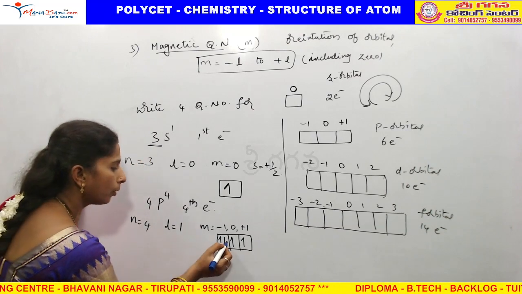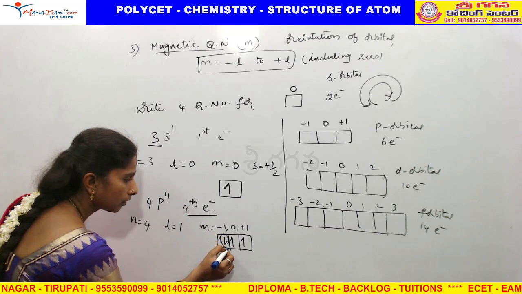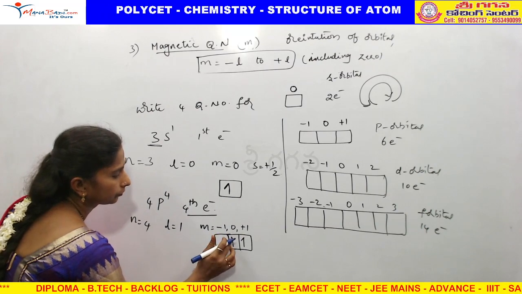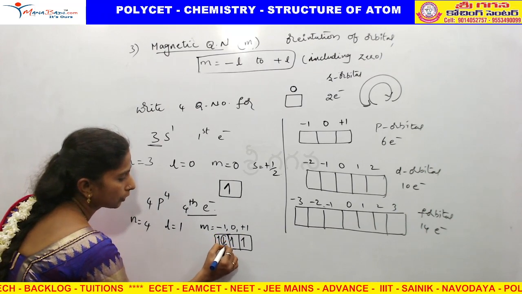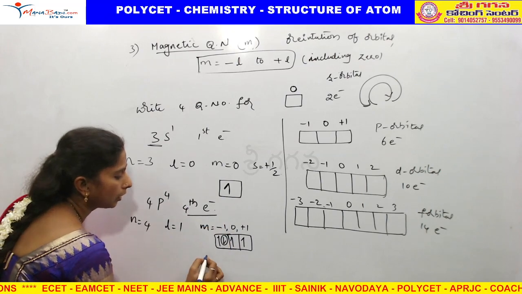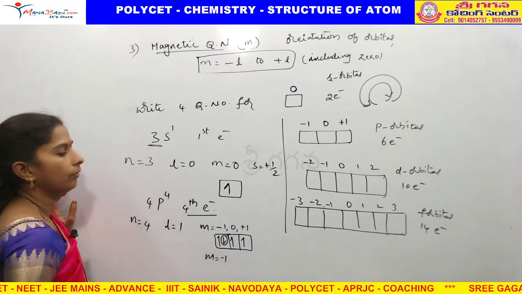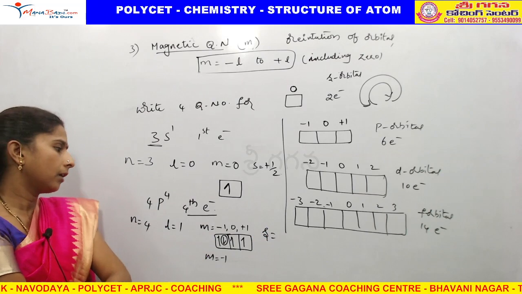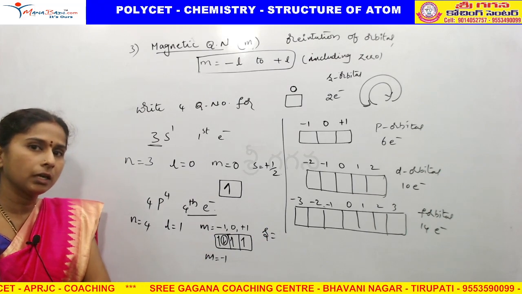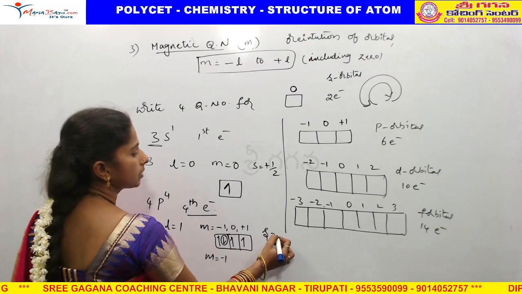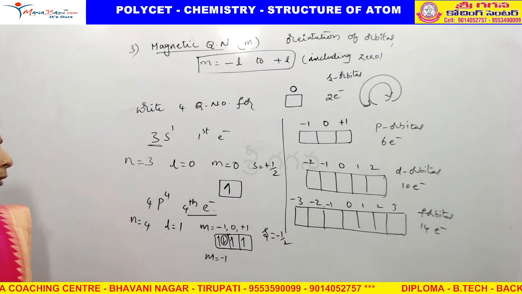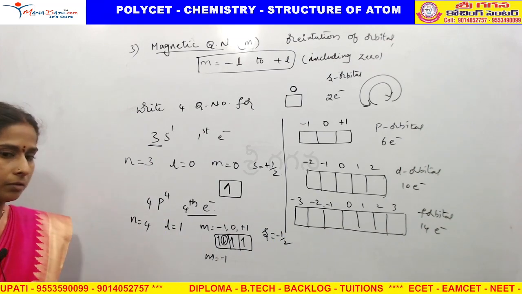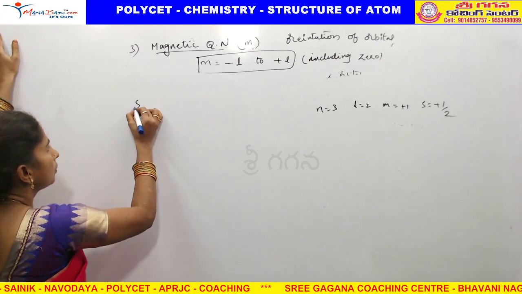Now we are going to find the quantum numbers of the fourth electron. The fourth electron has m value of -1, right. Spin value, is it clockwise or anti-clockwise? Anti-clockwise. So -1/2. Do you understand? Right. One more example, this you need to do.